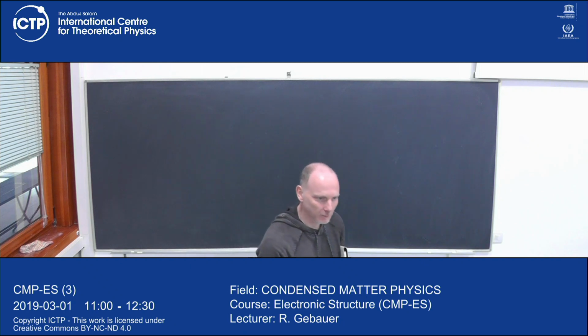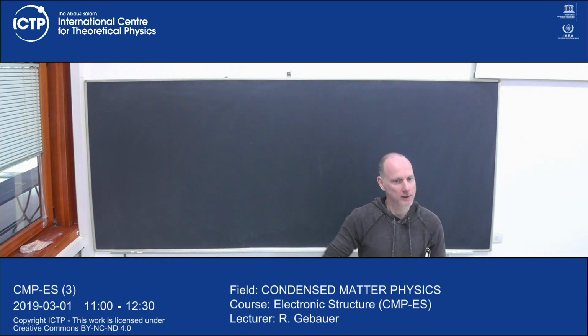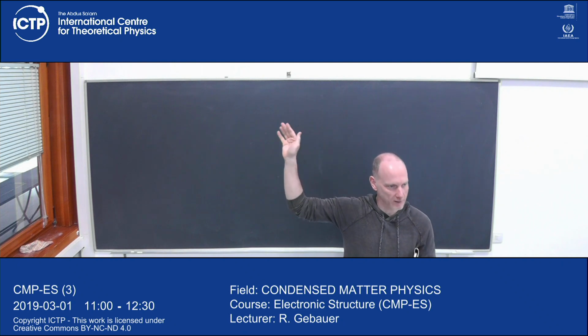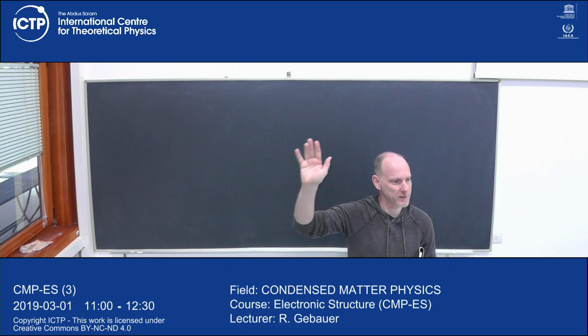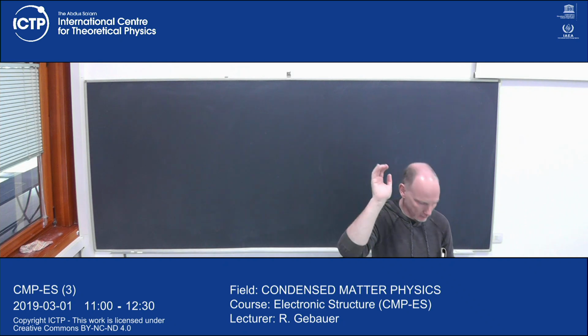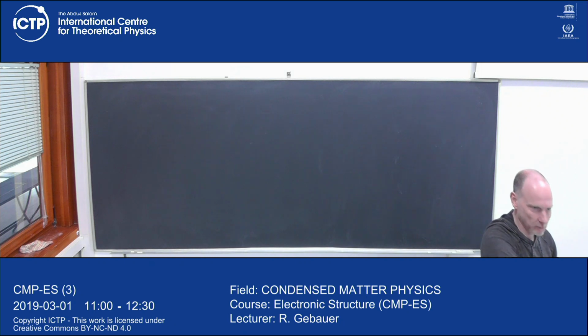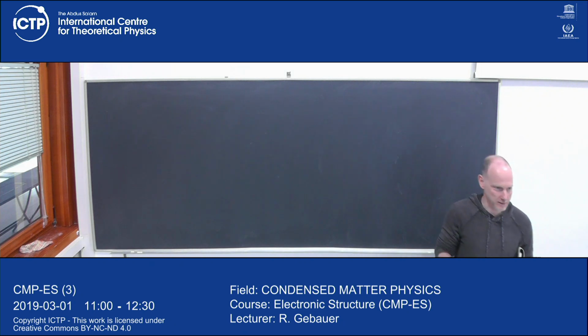So we wrote a non-relativistic Schrödinger equation for a wave function of electrons and nuclei together, and there were all these different terms: kinetic energy of nuclei, kinetic energy of electrons, interactions between electrons, between nuclei and electrons, and between nuclei. So the equation looked quite easy.